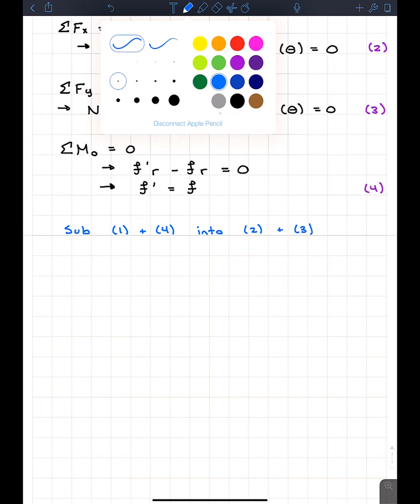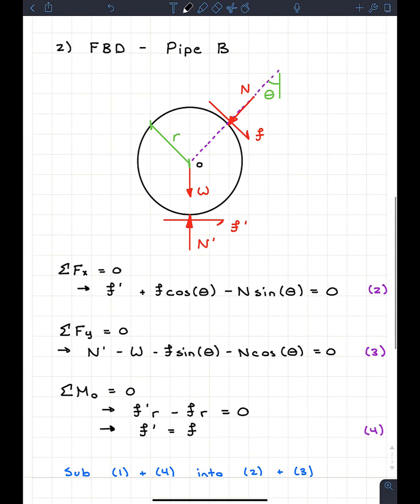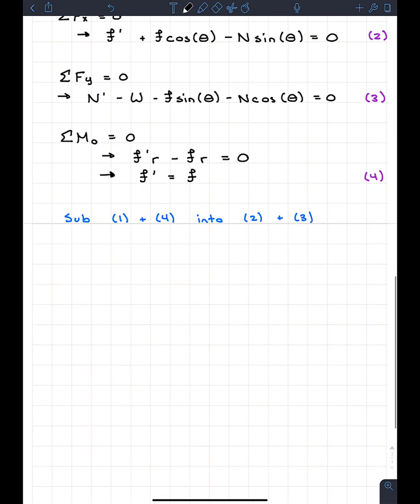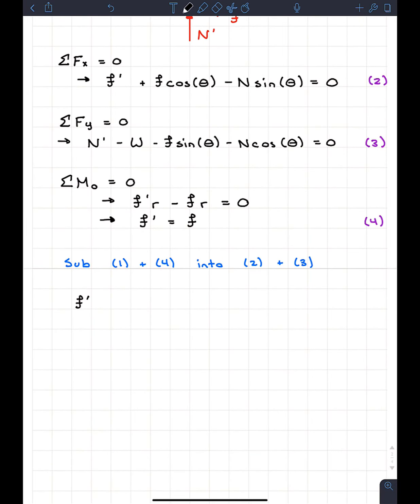So I'm going to come down here and I'm going to look at equation 2. Well, the first thing I have there is f prime. So f prime is between the ground and the wheel. So I can go with f prime or I can switch it to f. It doesn't really make a difference. So let's keep this as f prime. And if we look at the next thing in equation 2, it's plus f. So instead of f, we know that f is equal to f prime. So I'm going to turn the f into f prime. And then times cosine of theta.